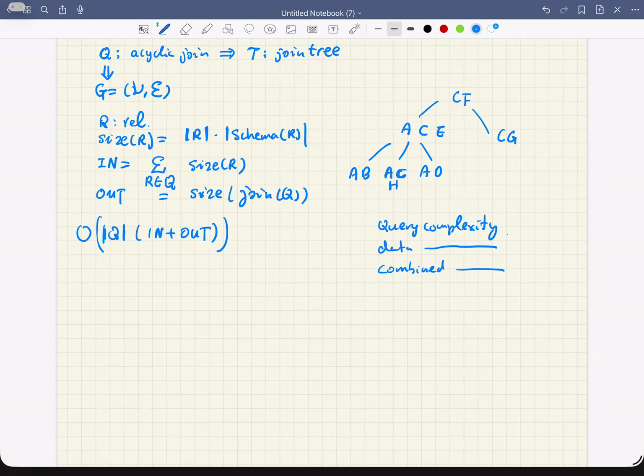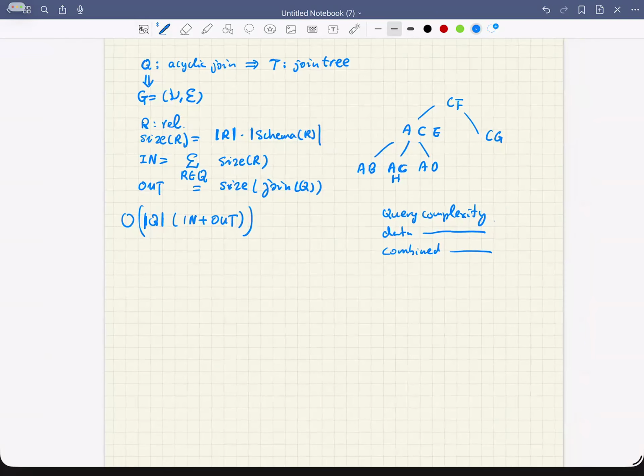Okay, so that will be several weeks down. Okay, and you guys don't have to come. Okay, so that's when we're going to talk about things like AGM bound, that kind of stuff. But the AGM bound strictly in data complexity. Okay, good. All right, that's very nice.